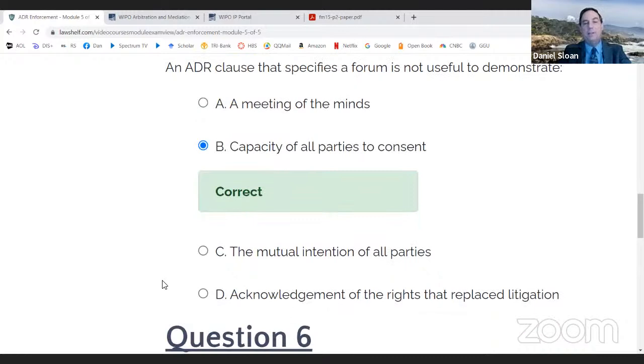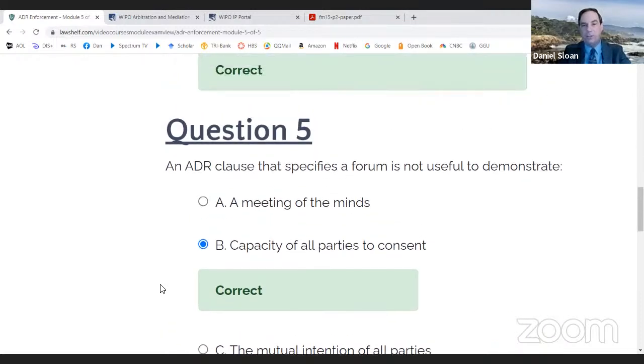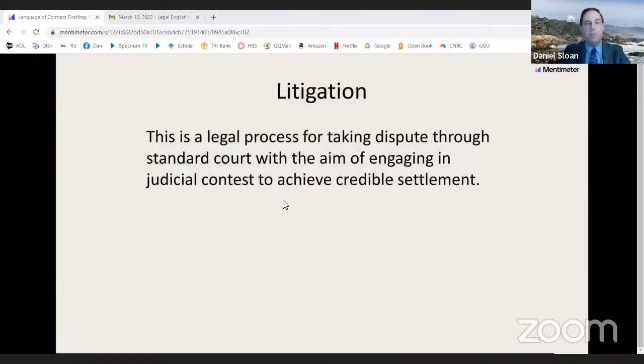And it is not the mutual intention of the parties, and nor is it acknowledgement of the rights that replace the litigation. Okay. Just a forum. It's not useful. Okay, so let's take a look for just a few more minutes we have left. Are there questions you might have?